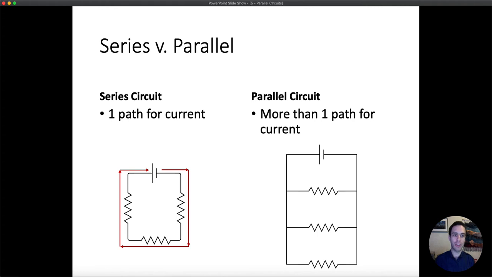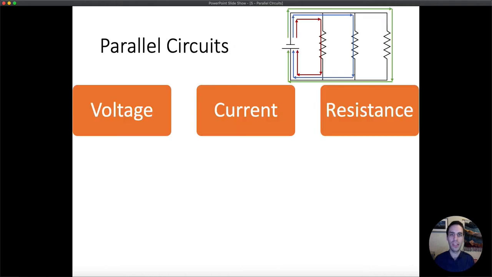A parallel circuit, in contrast, has more than one path. This circuit has three paths. Current can follow this red path, or the blue path, or the green path. So a parallel circuit has more than one path for current to flow, and because of these multiple paths, the circuit will behave differently, particularly around voltage and current and resistance. Let's look at how this works.